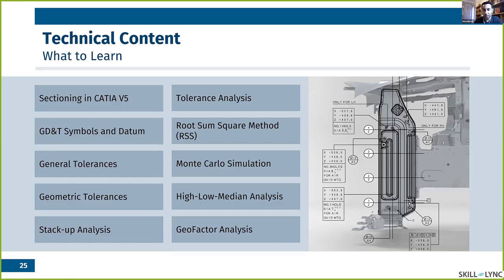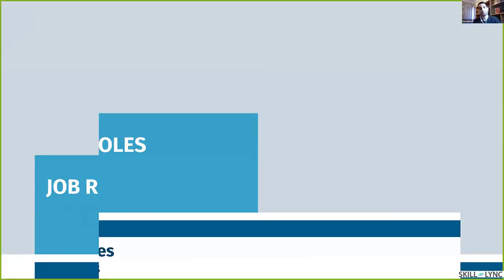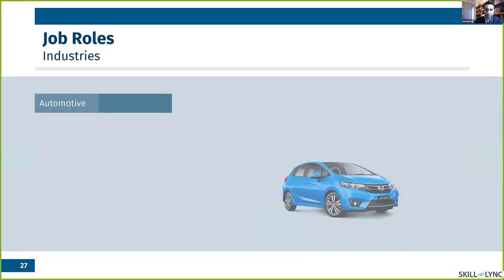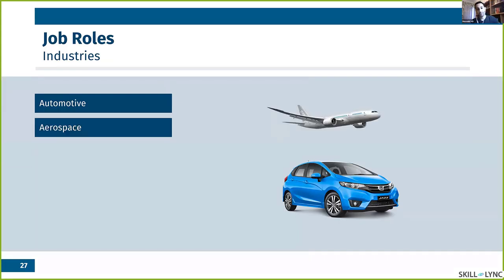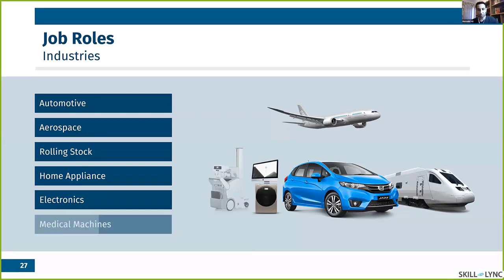Now let's speak about the most important thing, which is the job roles which could be provided by learning this course. As you know, this gap and flushness course is applied in the automotive industry, in the aerospace industry, in the rolling stock industry, in home appliances, electronics like mobile phones or other gadgets, and in medical machines or any other industries in which products that are the result of some assemblies would be manufactured.